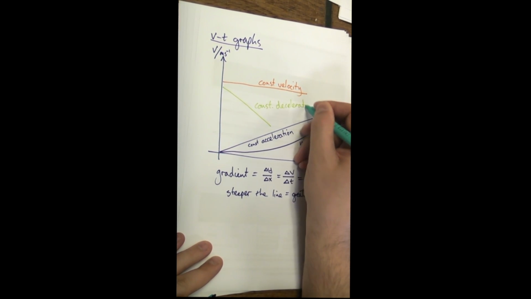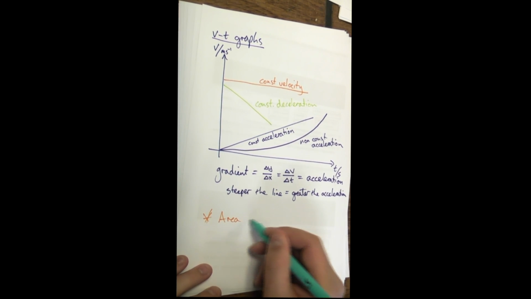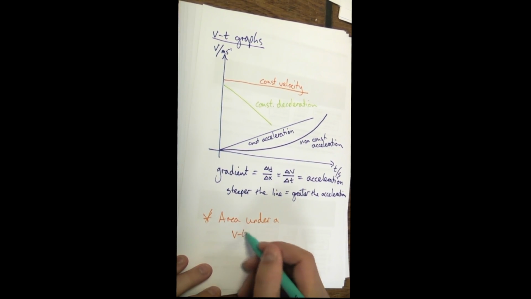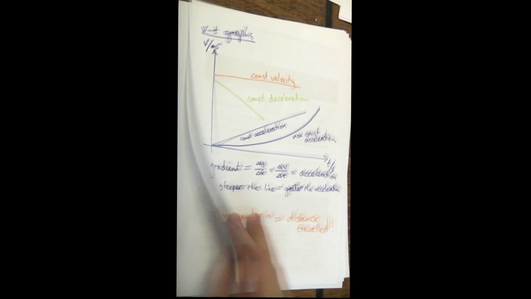Negative acceleration is deceleration. So if you've got a graph with a negative gradient, that tells us it's decelerating. And the final thing is the area under a velocity time graph gives us the distance travelled.